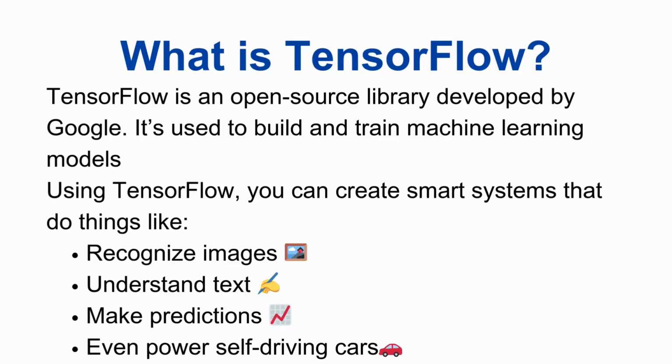It is mainly used to build and train machine learning models, especially deep learning ones like neural networks. It is called TensorFlow because it works with tensors, which are fancy multidimensional arrays, and it flows data through a graph of operations. Using TensorFlow, you can create smart systems that do things like recognize images, understand text, make predictions, and even power self-driving cars.